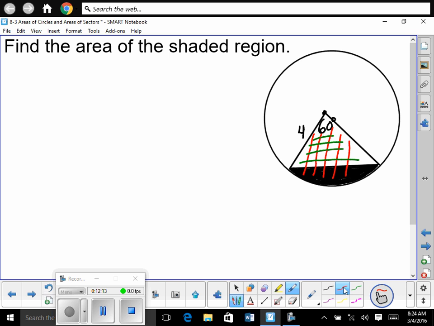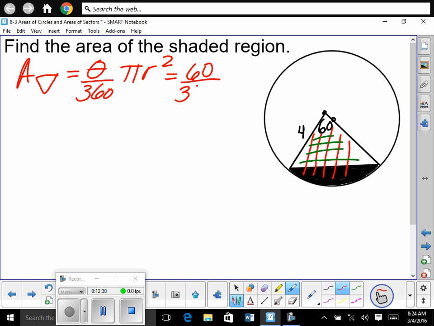So let's find the area of the sector. So area of the sector is theta over 360 times pi r squared. So what's my theta? 60. So we have 60 over 360 times pi times radius, which is 4 squared. Okay, go. I got 2 different answers, so a couple people more calculate it, make sure. Recheck your work. You got 8 pi thirds, okay.